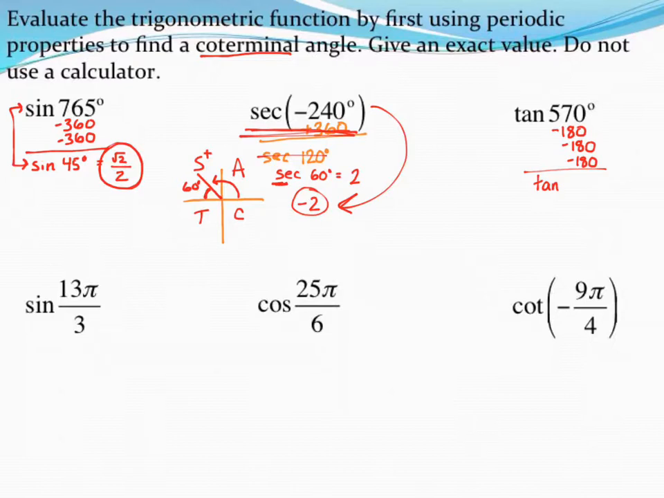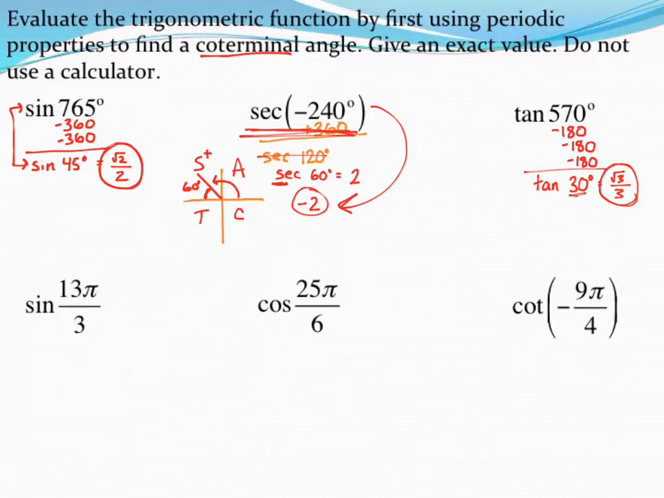I end up with 30 degrees when I subtract 180 three times. And you can double check that for yourself. This time it is somewhat of a shortcut because tangent of 30 degrees is right there in the chart. This comes out to be the square root of 3 over 3. So this time it was a shortcut. I don't have to worry about signs because I got an angle that was in the chart.